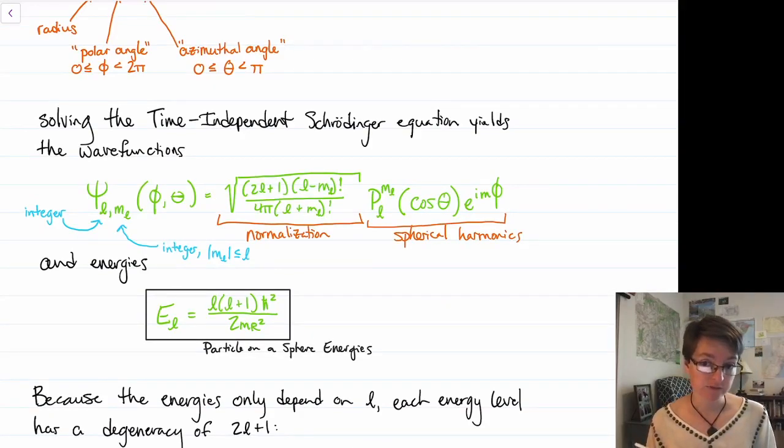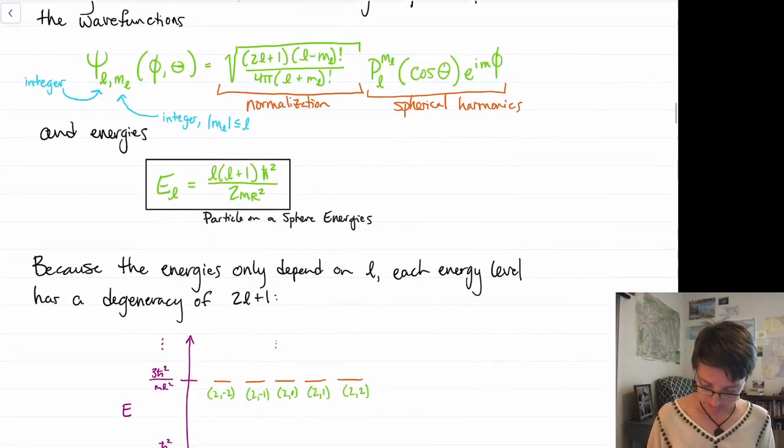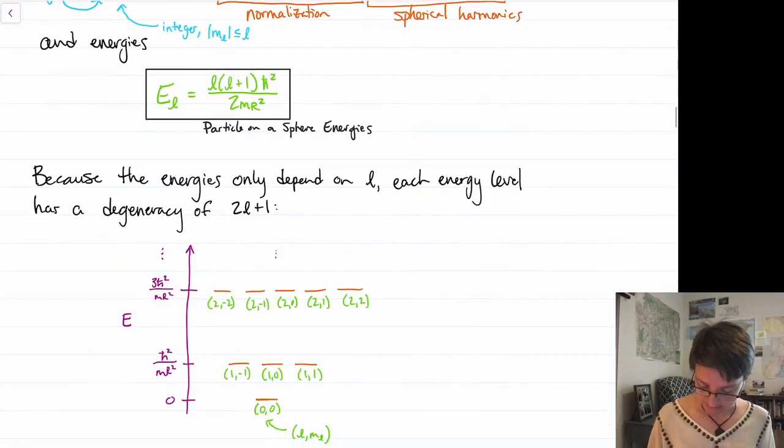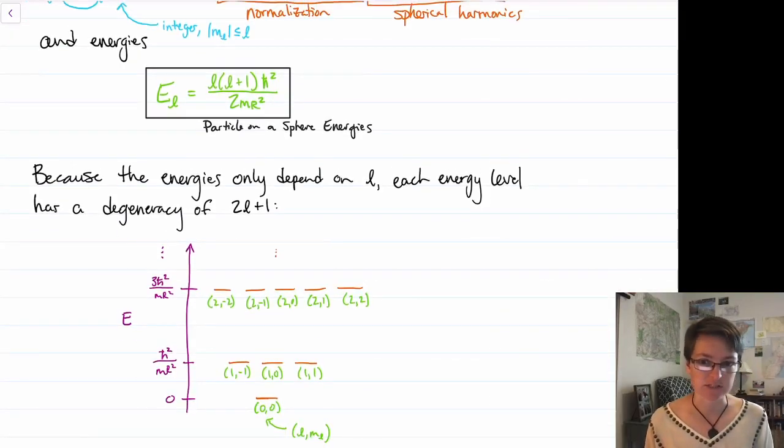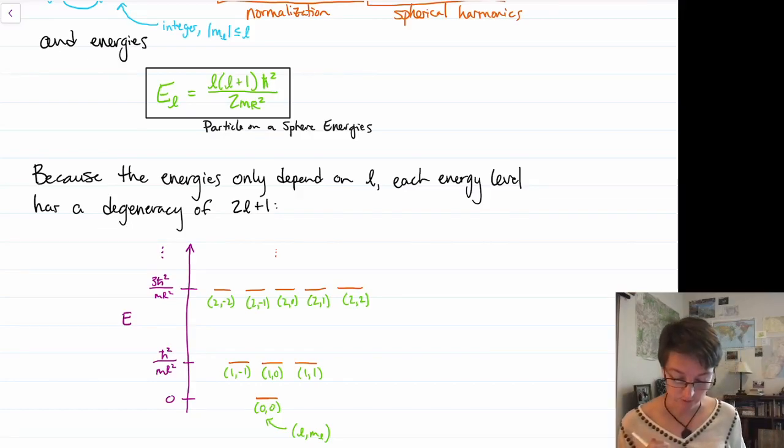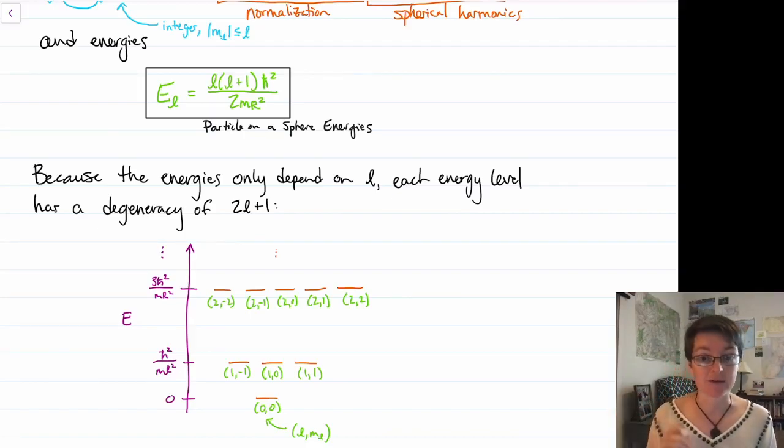In our particle in a sphere treatment, there was a second quantum number, m sub L, and because the energy levels only depend on L, each energy level ends up having a degeneracy of 2L plus 1. So if L equals 0, m sub L can only equal 0. If L equals 1, we have 3 allowed values of m sub L, -1, 0, and 1, and it goes on up from there. And so hopefully you can see what I mean by that degeneracy of 2L plus 1. Because m sub L can be between -L and positive L, as we go up in L values, we get more and more allowed levels.